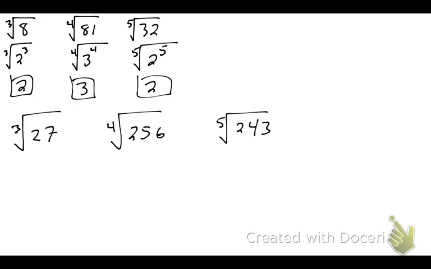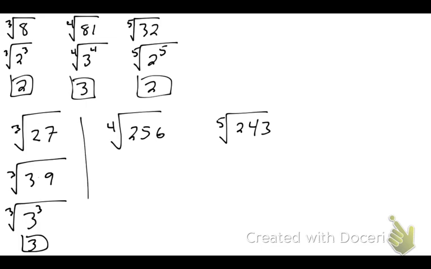Alright, let's see how you did. 27, we know that 27 is 3 times 9, and 9 is 3 times 3, so 27 is just 3 cubed, which means the cube root of this is just 3. Now 256 is trickier. So one way, I'm going to go kind of the long way with this. You could begin to break 256 down.